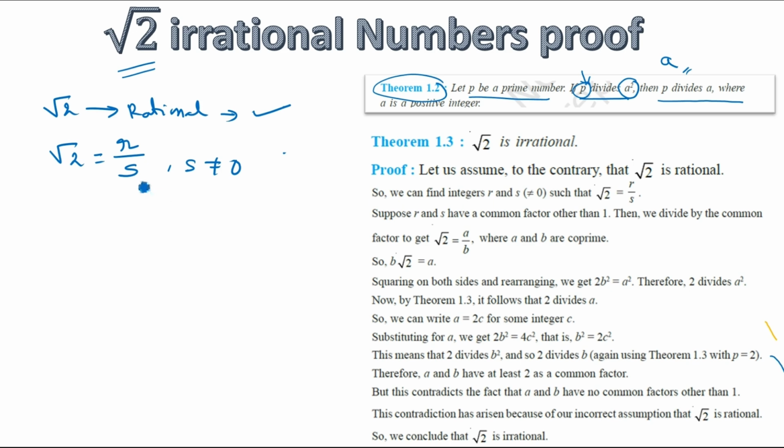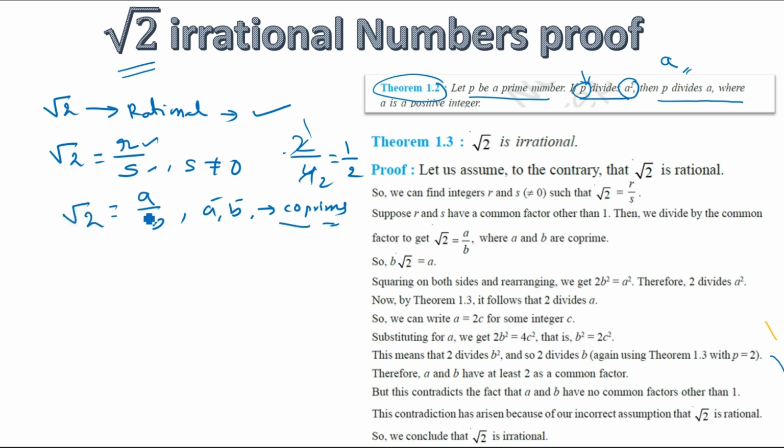Now, if you take a division of two numbers, some of the factors get cancelled. For example, 2 by 4: 2 ones are 2, 2 twos are 4, so this can be written as 1 by 2. Now I'm cancelling all the common factors in R and S and rewriting this as A by B. A and B are co-primes, which means there are no common factors, so we cannot cancel anything further. So root 2 is now written as A by B.